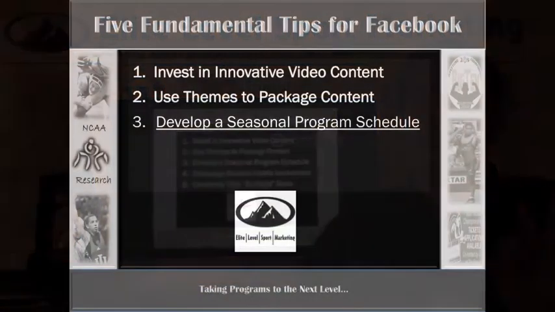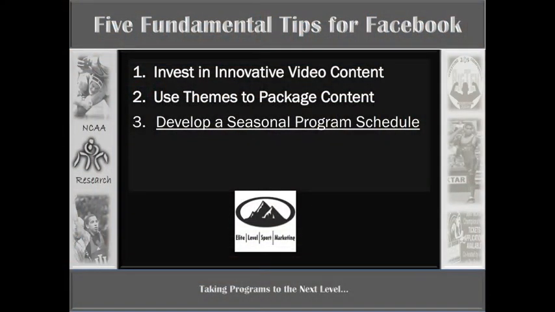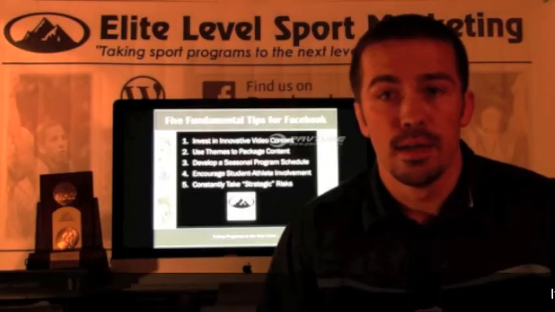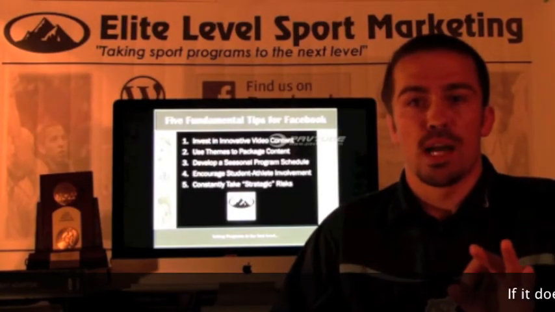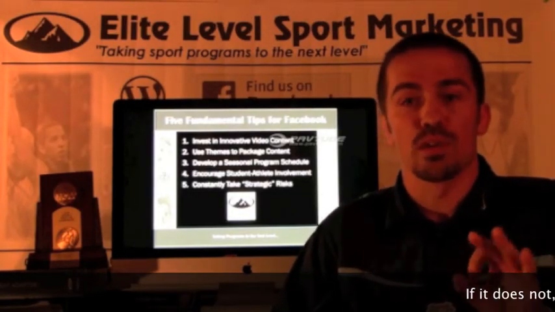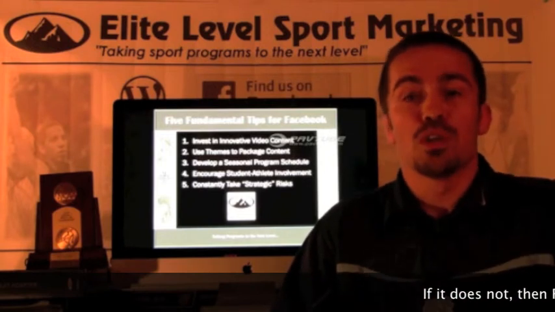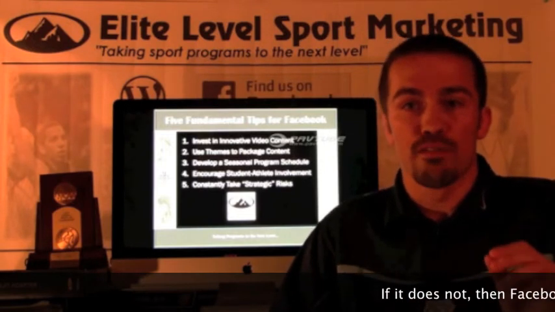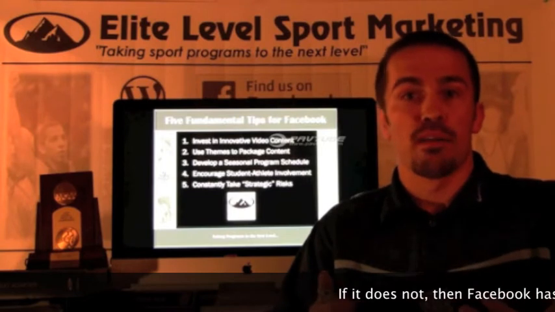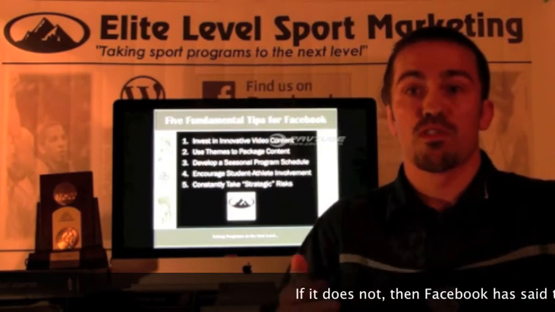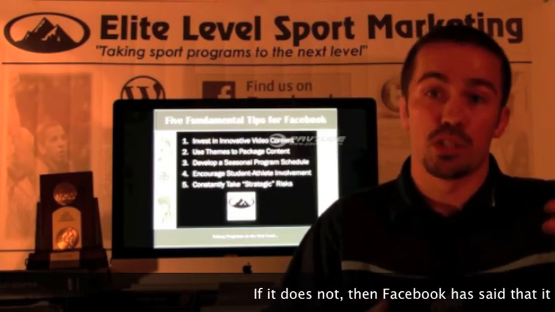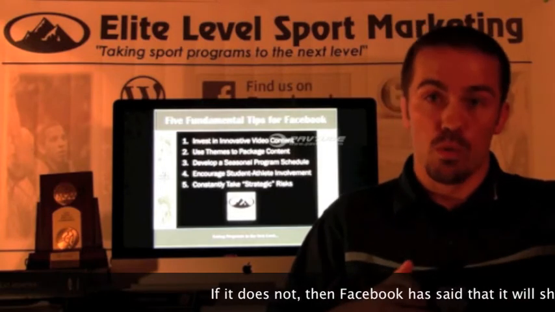The third one, develop a seasonal program schedule. I think this would be a great idea. Your major networks do this all the time. They tell you what they're releasing during the fall, during the spring. And what you could do is you come up with these creative, themed shows where you have the Real World Edition, for Cornell Wrestling, or Michigan Wrestling, a Real World Edition.